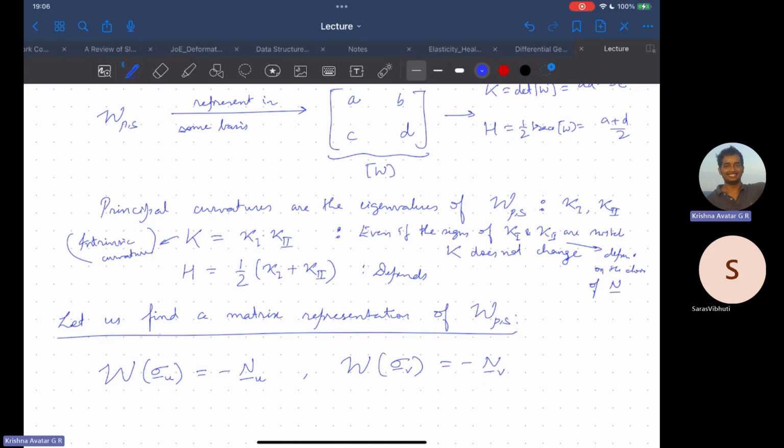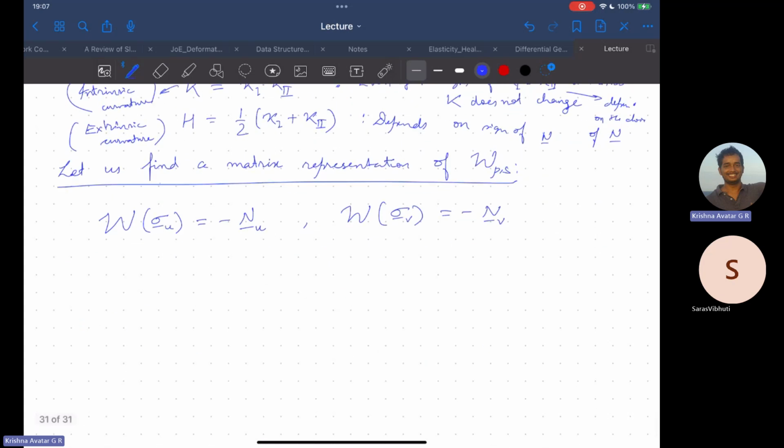However, H depends on the choice of n vector, on the sign of the n vector. That is one of the reasons it's also called extrinsic curvature, a curvature which also depends on how we choose parameters or the signs of some quantities using which we determine the curvature. Okay, returning back here, we want to find a matrix representation. Once we understand the matrix representation of W_{p,S}, then I believe surfaces is almost done. There is nothing much left then.